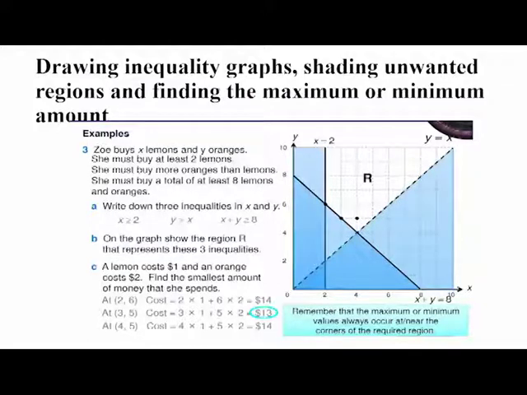And then it says she must buy more oranges than lemons. The oranges are represented by y. The number of oranges, that is y, should be greater than the number of lemons, x. So y is greater than x in this case.